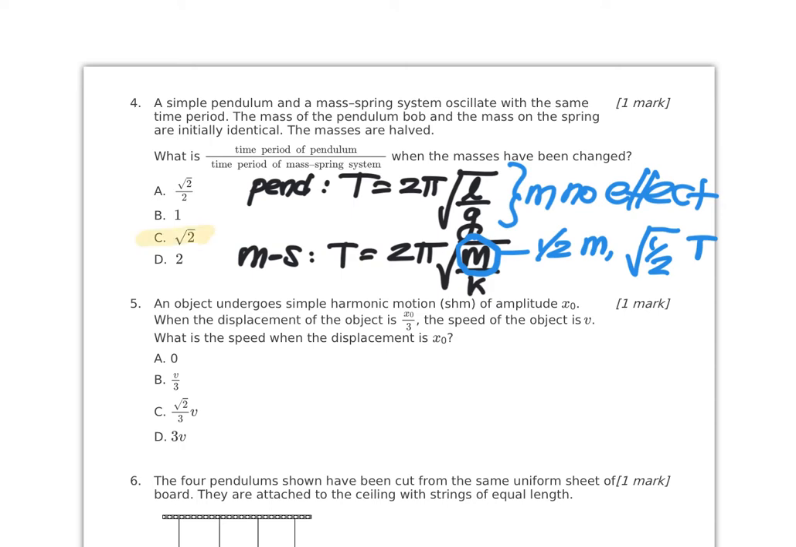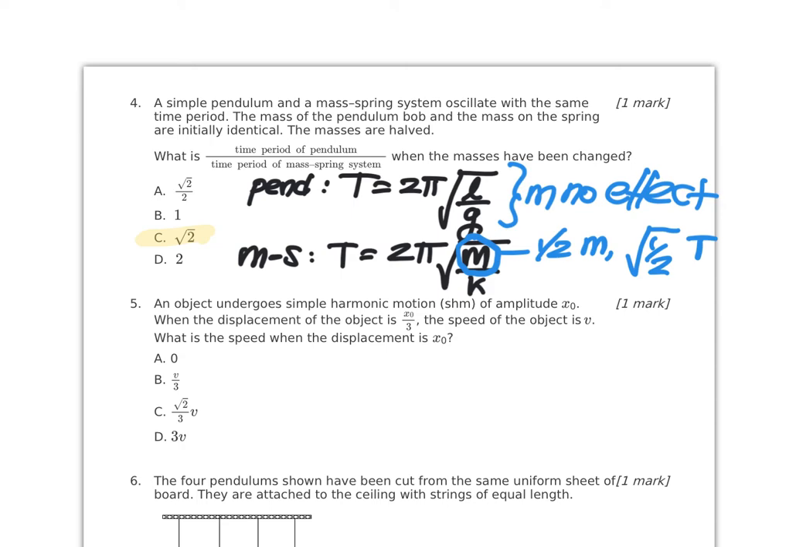Number 5 is kind of a trick question. So I'm reading number 5 and I'm like, okay, so when displacement is amplitude divided by 3, the speed is v. What's the speed when the displacement is equal to the amplitude? Thinking in my head it's the equilibrium point, but I read one thing, my head thought another. So I'm looking in the data booklet and I see that there's a formula for speed, which is plus or minus the angular speed times the square root of the amplitude squared minus the displacement squared. And I'm like, oh, maybe I can do something with this.